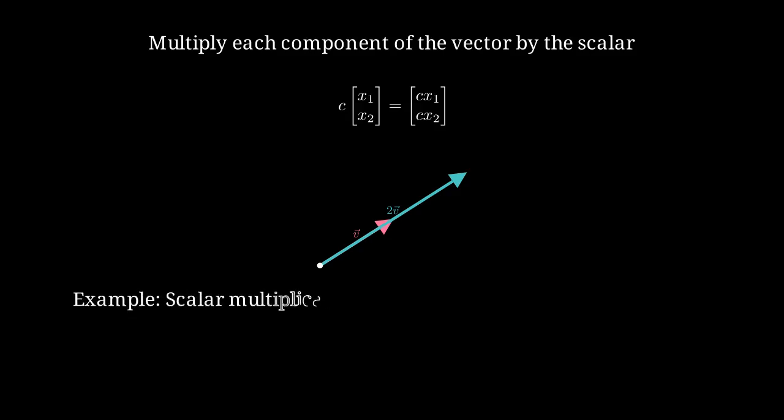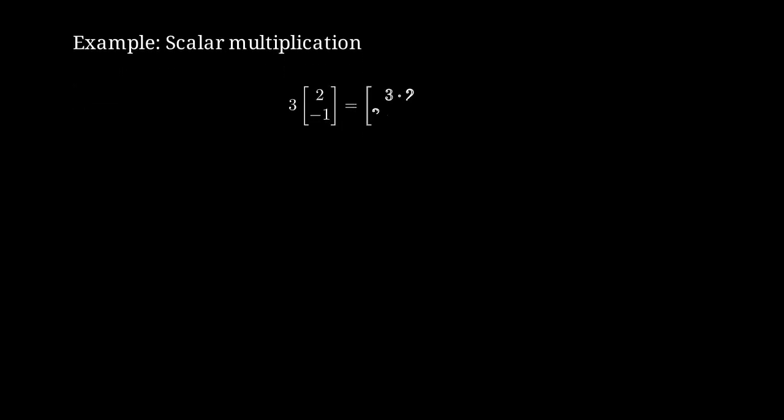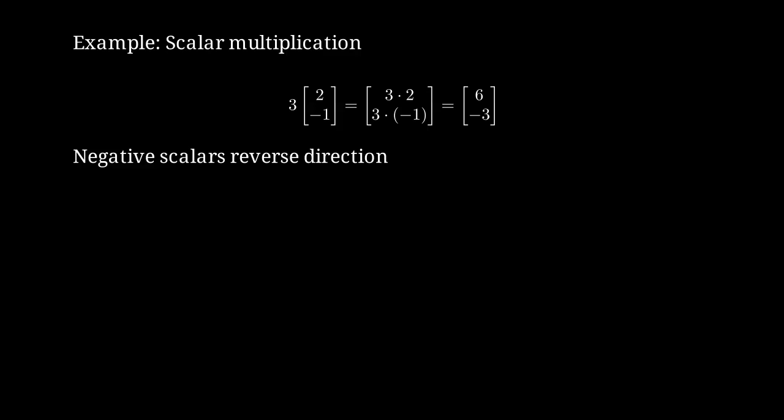Let's see an example with a specific calculation. Multiplying the vector with components 2 and -1 by 3 gives us 6 and -3. When we multiply by a negative scalar, the vector points in the opposite direction. Multiplying by -1 flips the vector to point in exactly the opposite direction.